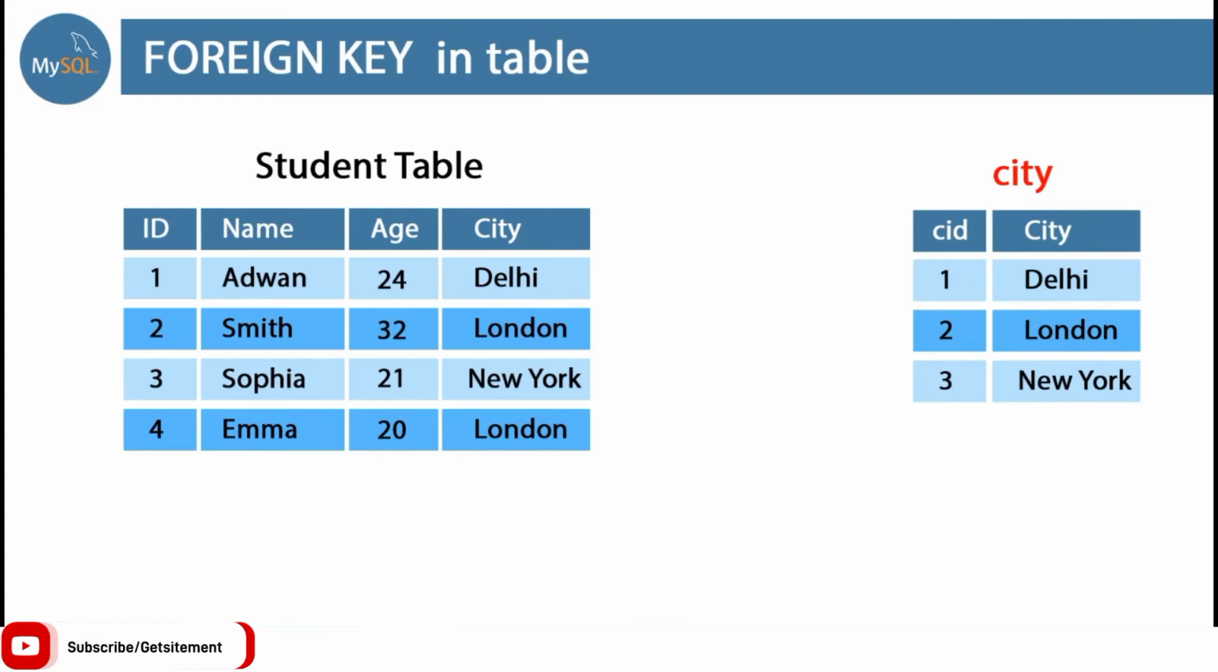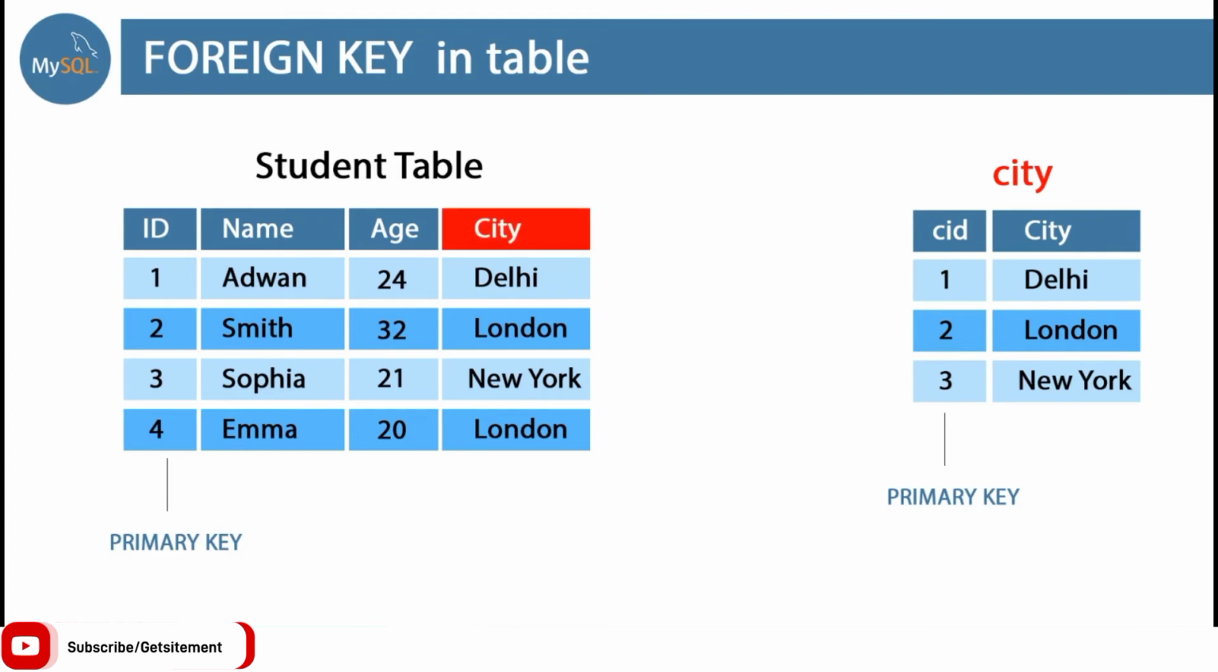And we have 4 columns in this table: ID, name, age and city. In my city table, I want to make the CID column the primary key. Similarly, in my student table, I want to make the ID column the primary key. As you can see, a column named city, here you can see city names. But we already created a table named city.